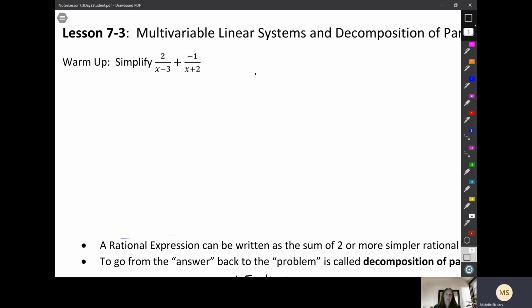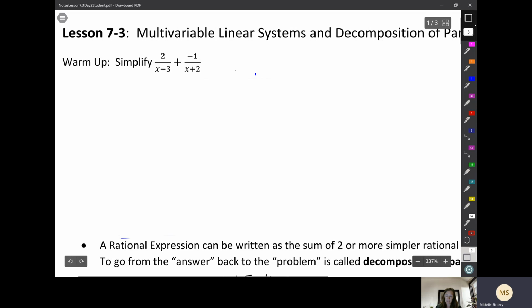Right, here we are, lesson 7.3, and we're looking at decomposition of partial fractions. These are the notes that you printed. If you need to pause and go print the notes, then go ahead and pause and print the notes. We're going to start with this warm-up problem here. Take a moment to do the warm-up problem, pause the video, and when you're finished, restart the video.